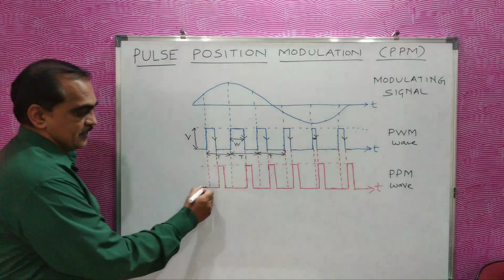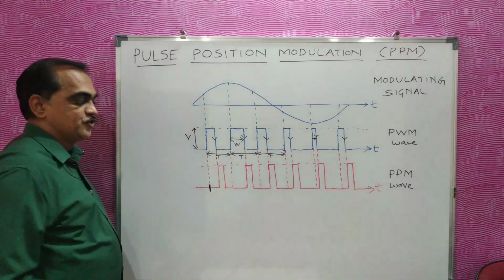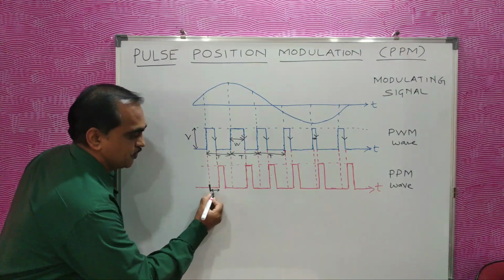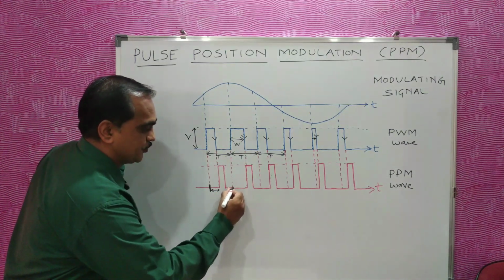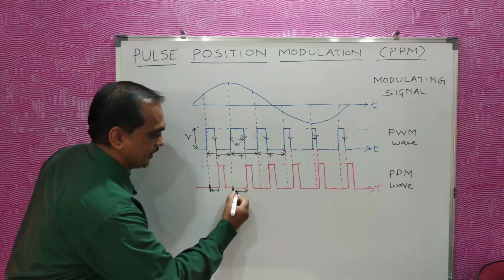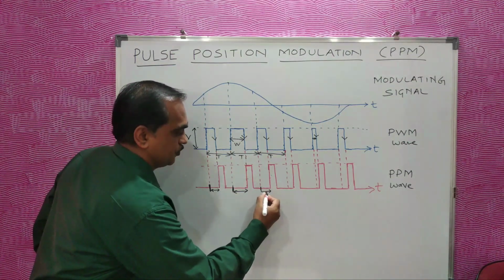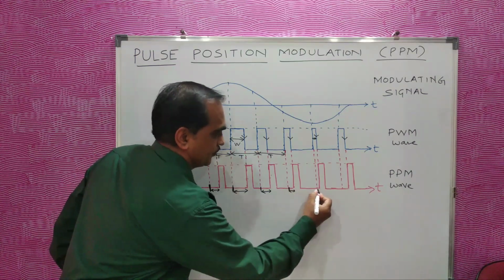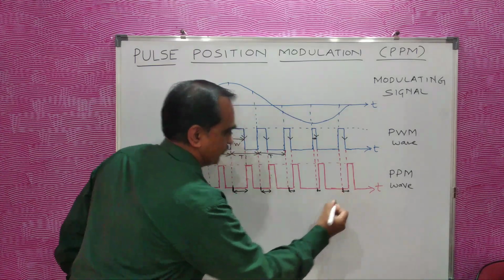Now, this was your actual sampling time. This was where the pulse should have arisen. Now it has gone so much ahead. This was the time when the pulse should arise, and it has gone so much ahead.